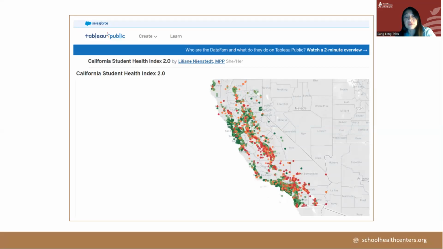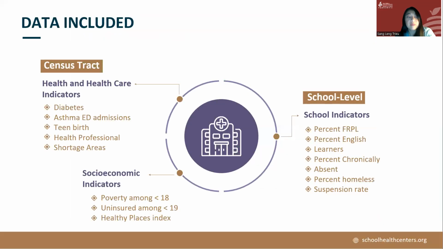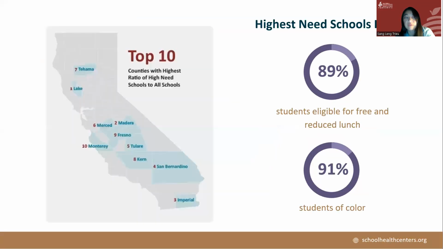Just a couple of screenshots of what that index looks like. And here is one. We use Tableau to host the index. And here, these are dots that indicate the programs throughout the state that could really benefit from health services. And the data includes looking at census tract, from things like health and healthcare indicators, to socioeconomic indicators, and then school level indicators as well, which many of you, I'm sure, are very familiar with.